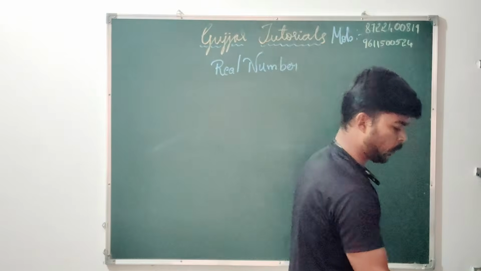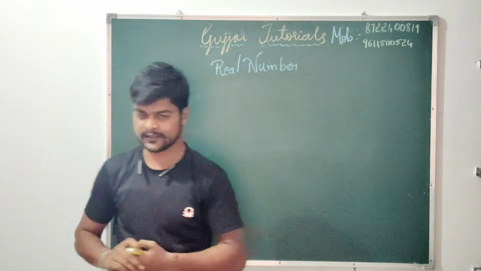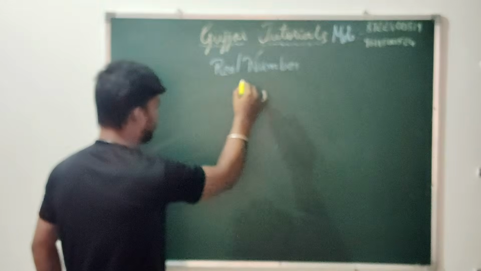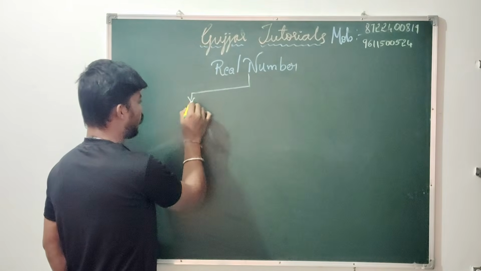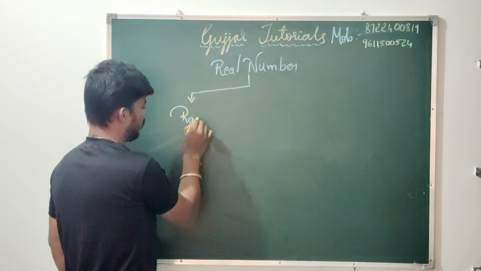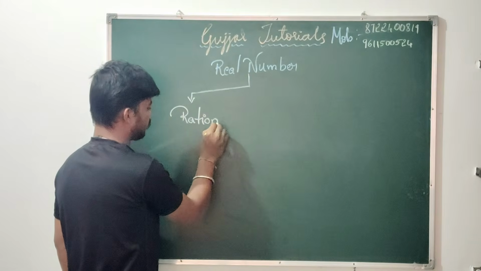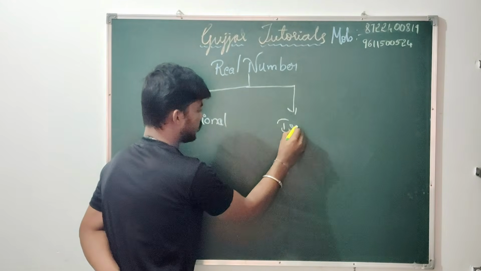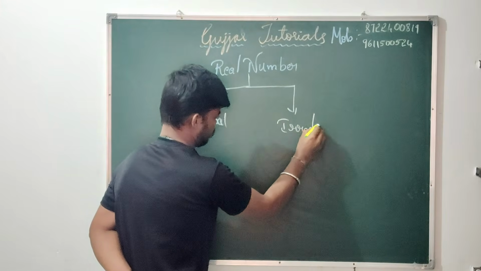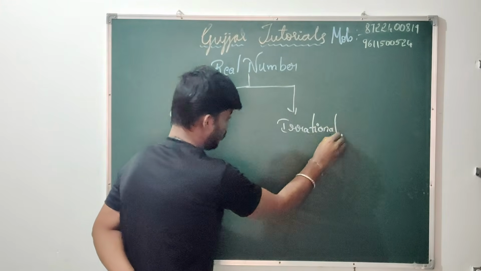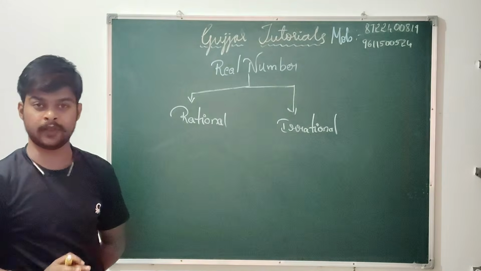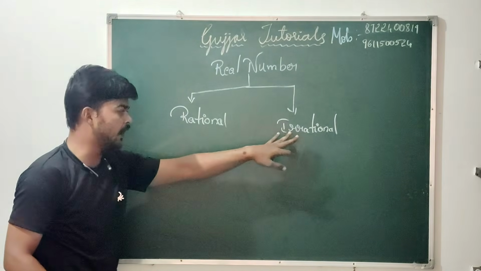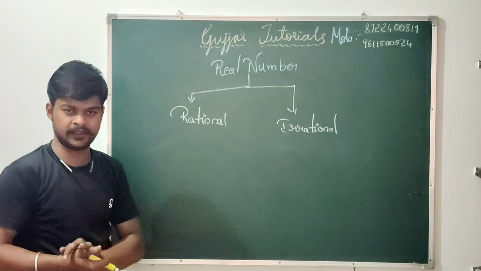Students, what is a real number? Real number is nothing but a combination of rational and irrational numbers. So what is a real number? A real number is a combination of rational and irrational numbers.